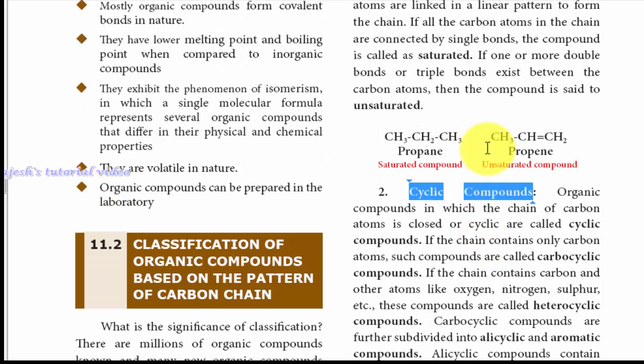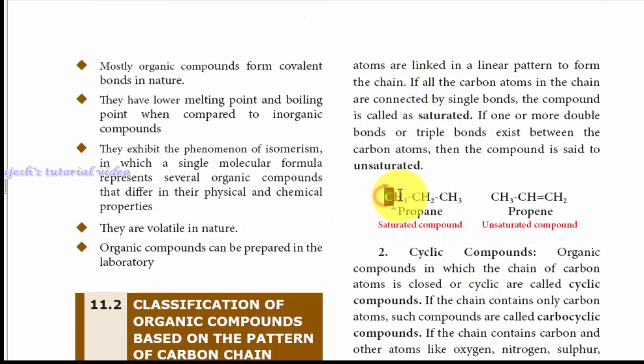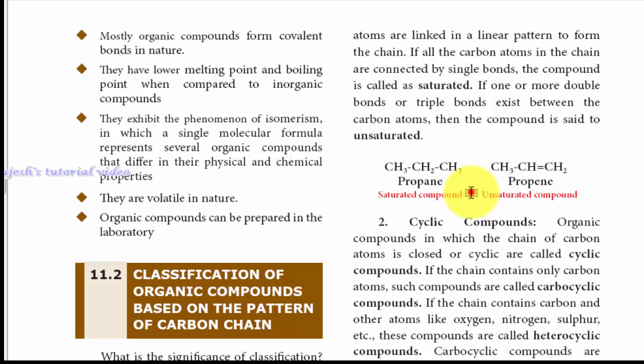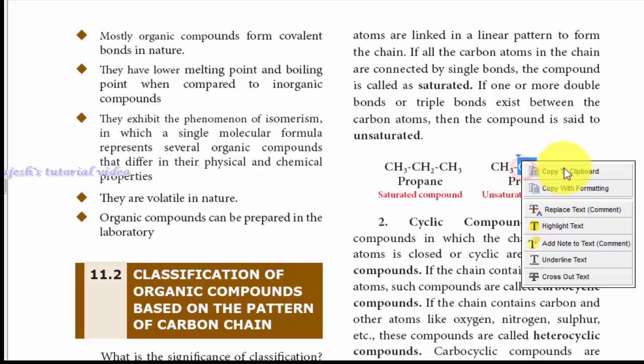In acyclic or open chain compounds, the carbon atoms are linked in a linear pattern to form a straight chain. So they are called open chain compounds. These open chain compounds or acyclic compounds are further divided into two types, namely saturated and unsaturated compounds. In acyclic compounds, if the carbon atoms are linked with single bonds alone, then they are called saturated compounds. That is, they are fully satisfied.